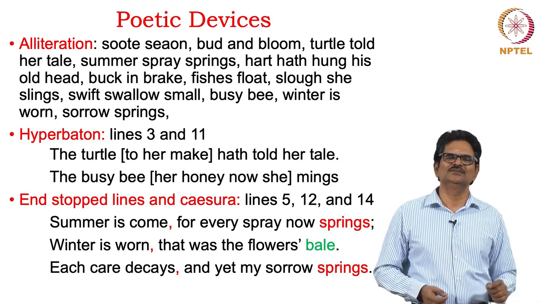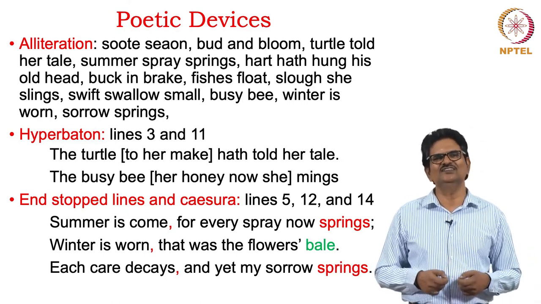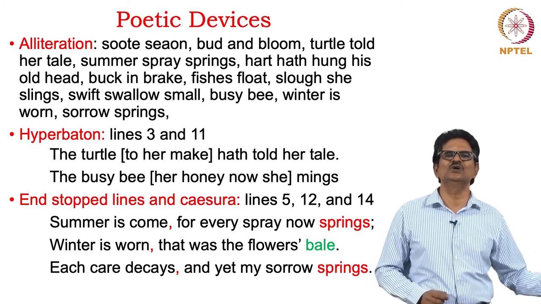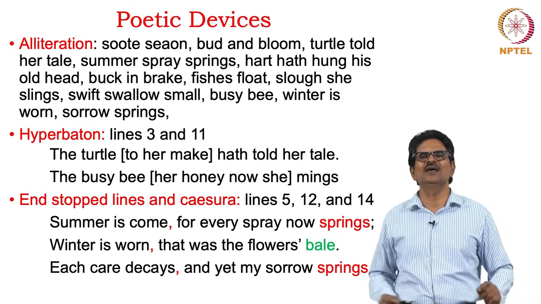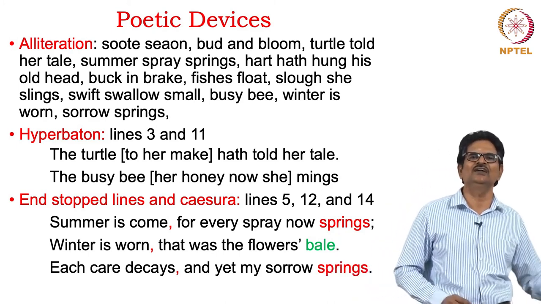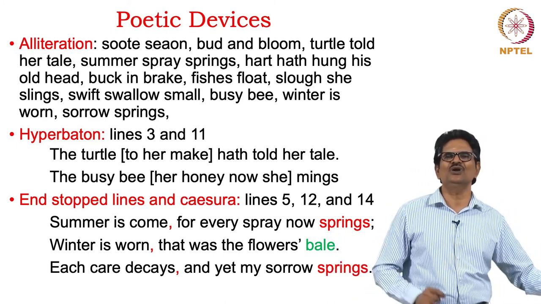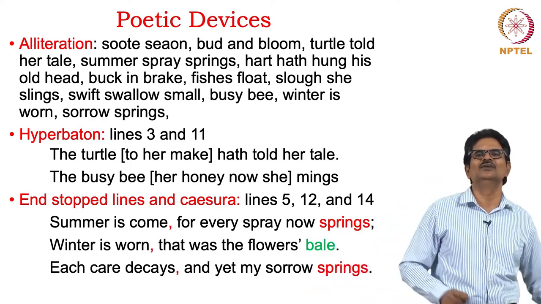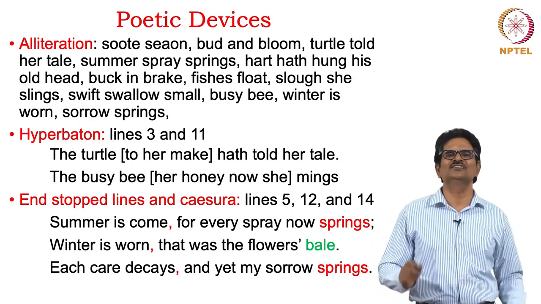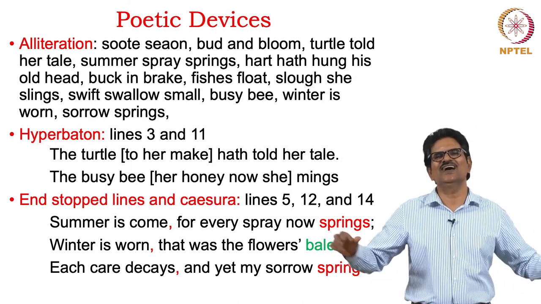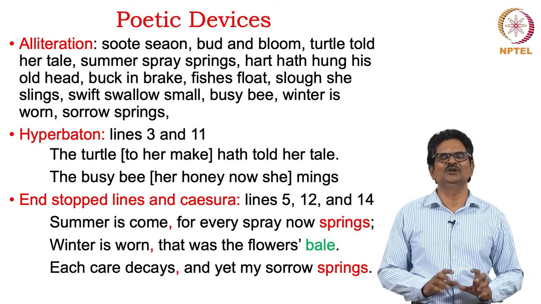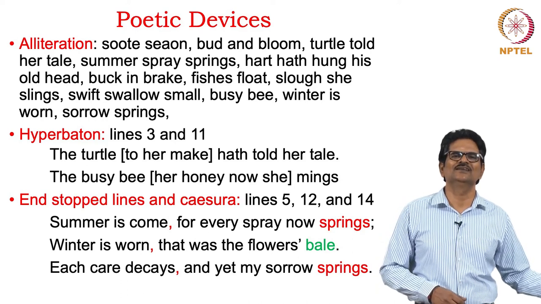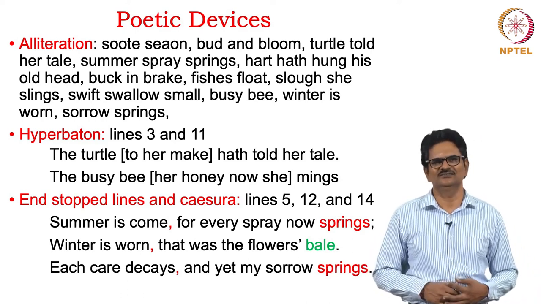Soot season, that is sweet season, soot is actually sweet. Soot season, bud and bloom, turtle told her tale, summer spray springs, hart hath hung his old head, buck in brake, fishes float, slough she slings, swift swallow small, busy bee, winter is worn, sorrow springs. It is fantastic. Within this poem, we have an example of hyperbaton in lines 3 and 11.